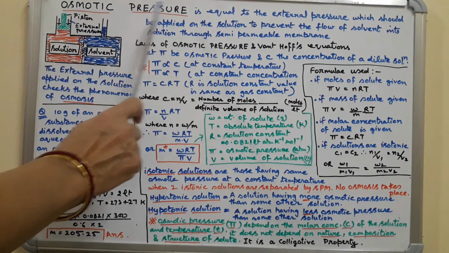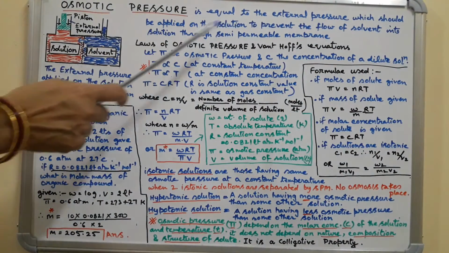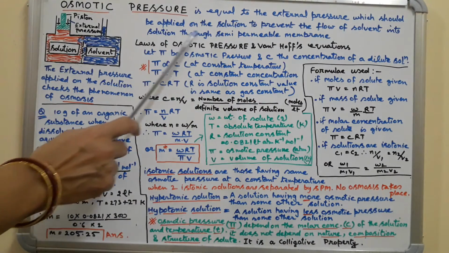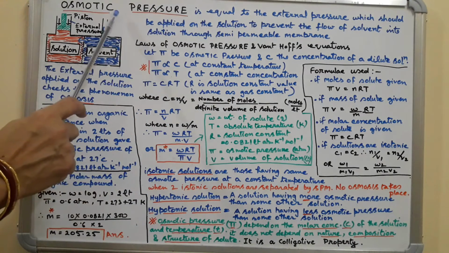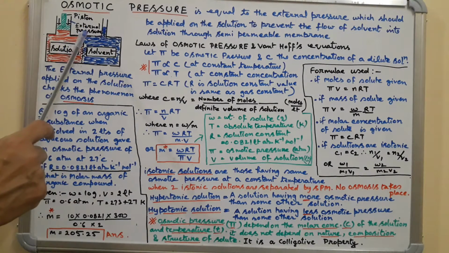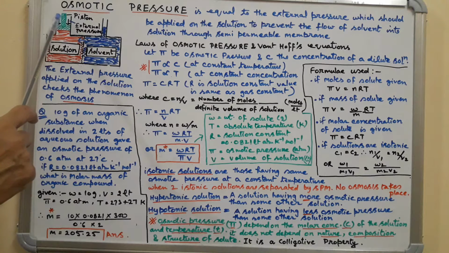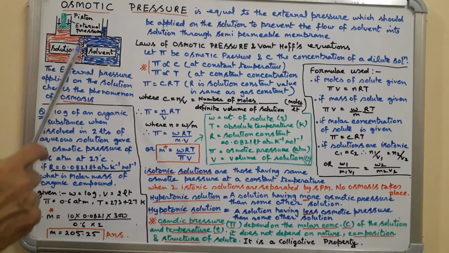Now what is osmotic pressure? It is equal to the external pressure which should be applied on the solution side to prevent the flow of solvent into solution through the semi-permeable membrane. So what is osmotic pressure? It is simply the external pressure applied on the solution side to stop osmosis here, that is at the semi-permeable membrane. Simply a little amount of external pressure applied. So what happens? This osmosis stops here at the semi-permeable membrane.